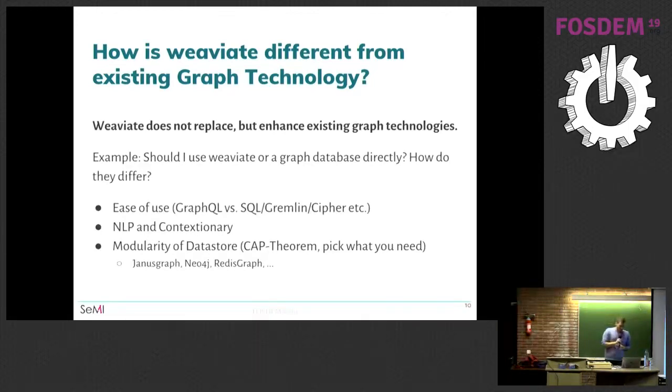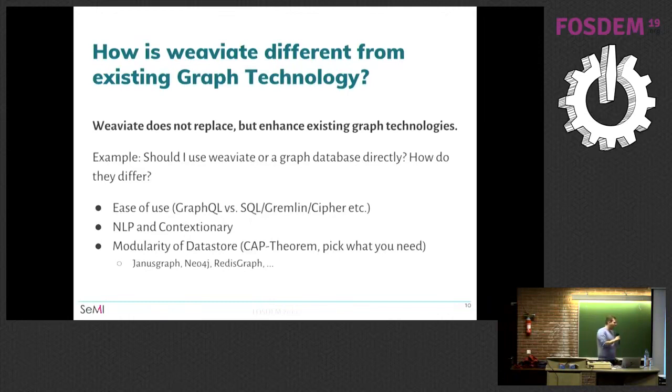Then the third part is also the modularity of the data store. So Weaviate does not depend on any one specific graph database. So we try to make this very modular. The first connector that we've built so far is on Janus Graph, but there's nothing Janus Graph specific. You could also write a connector for Neo4j, Redis Graph, what have you. One of the reasons for this could be the CAP theorem, for example.